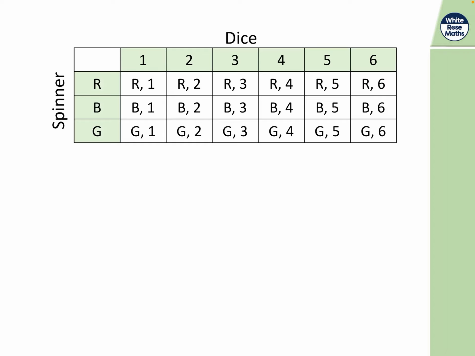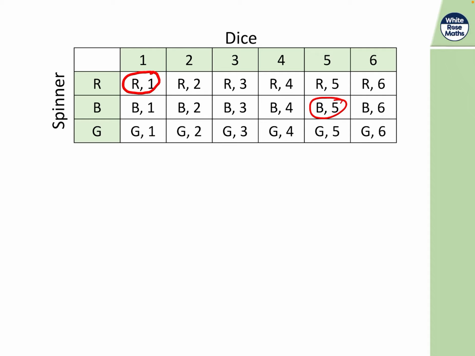So you can see you've got the numbers that can come up on the dice along the top of the table, and then you've got the things that can happen on the spinner along the side. And then inside the table, all of these are what can happen at the same time. So you can get red on the spinner and 1 on the dice. You can get red on the spinner and 2 on the dice. You can get blue on the spinner and 5 on the dice, which would be this one here. So it gives you an idea of how many different outcomes there are altogether.